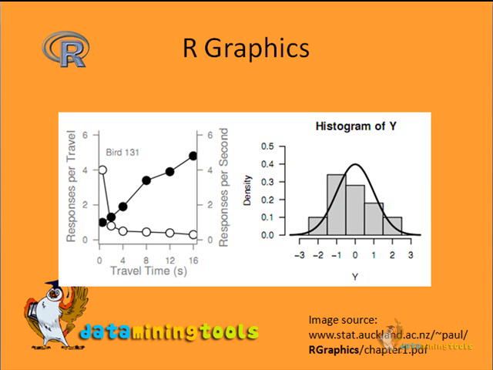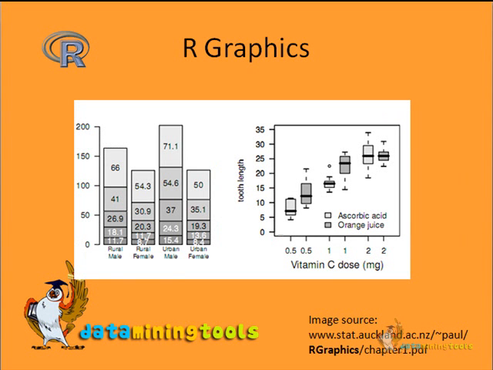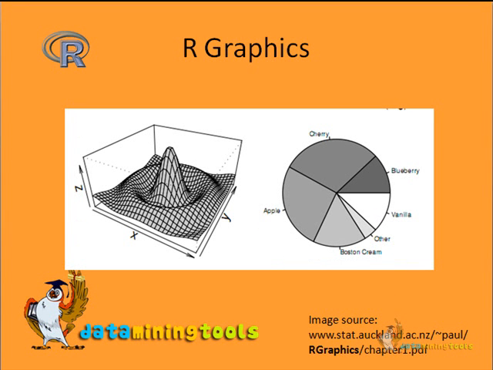So here is an example. This image is from the book by Mr. Paul. The name is R Graphics, and this is an image from the first chapter. We can draw plots like these. We can have histograms, bar graphs, dot plots, continuous functions, the density, all these types of plots. Here is a pie chart. On the other side you can see a 3D model of a particular function.